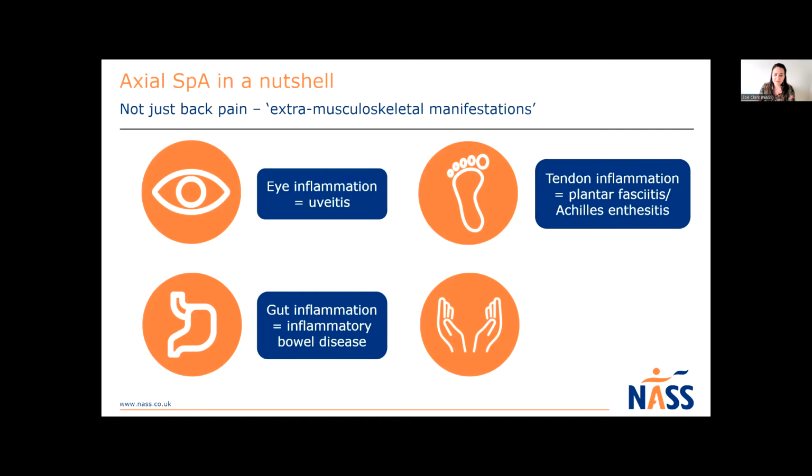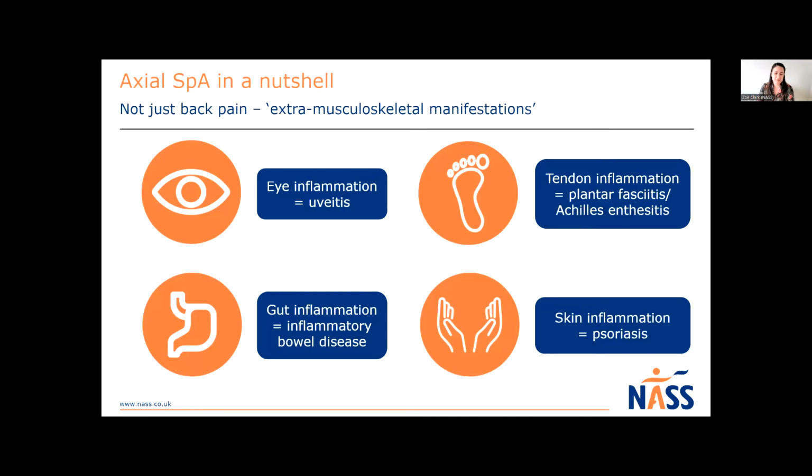As I described earlier, inflammation can occur anywhere where a tendon or a ligament attaches to a bone. Because of this, axial SpA can cause foot problems, such as Achilles tendonitis or plantar fasciitis. And this usually leads to swelling, pain, and joint stiffness. So if you're experiencing these symptoms, do mention them to your doctor, or you can also see a podiatrist for specialist advice.